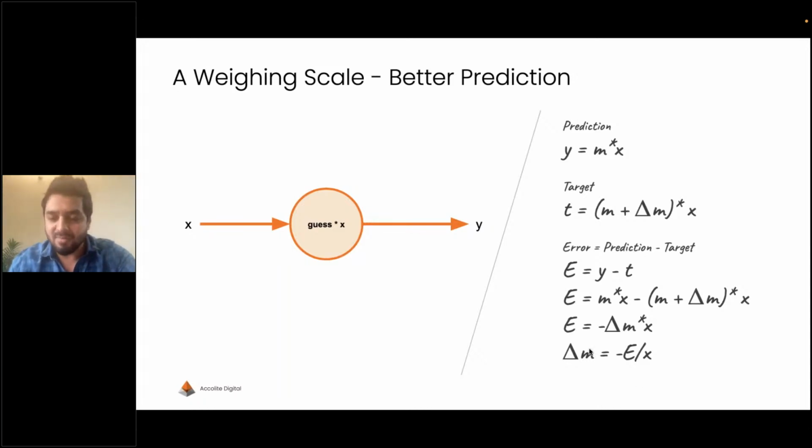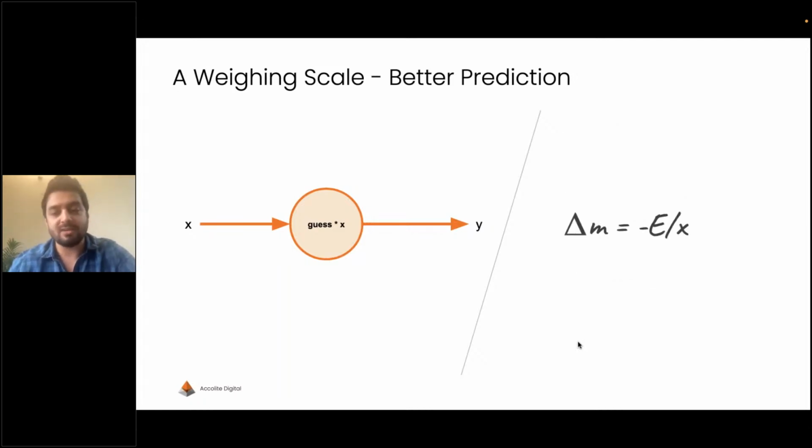So this delta m tells us that if I take the error divided by x, where x was the input, and apply a negative sign to it, that's how I know what delta m is going to be. So yeah, there you go.